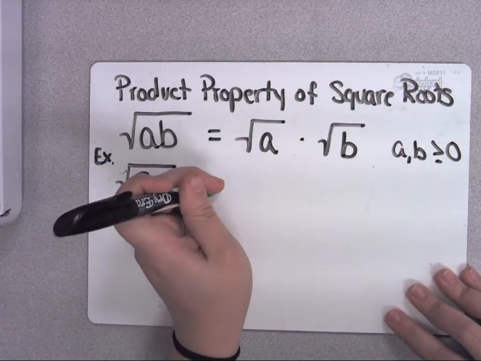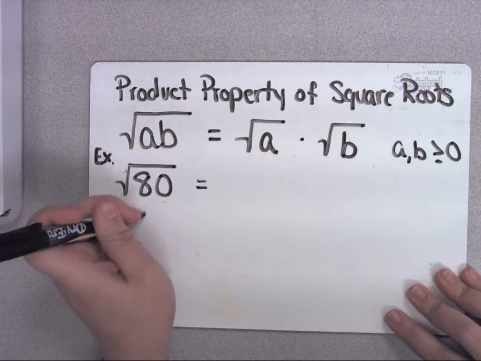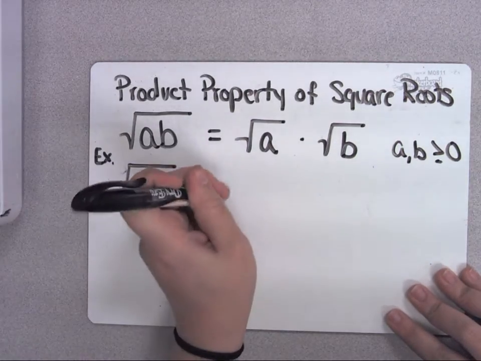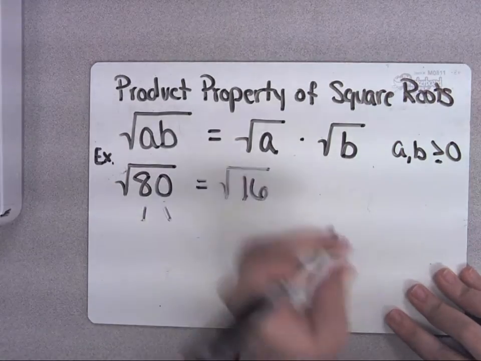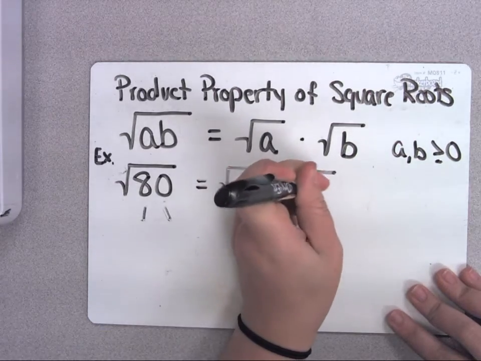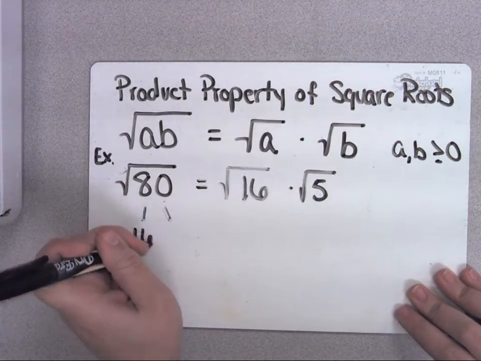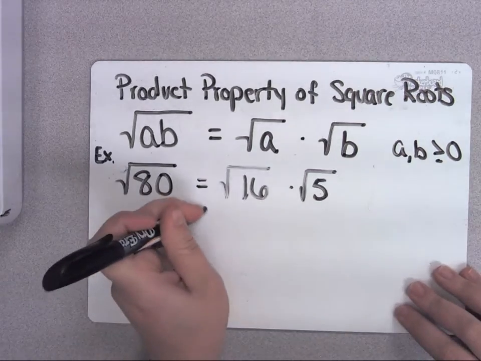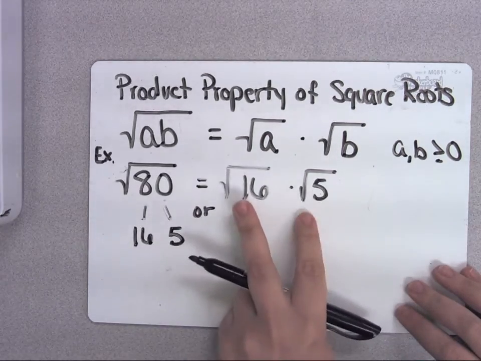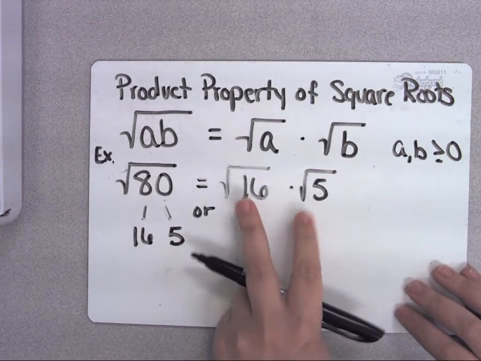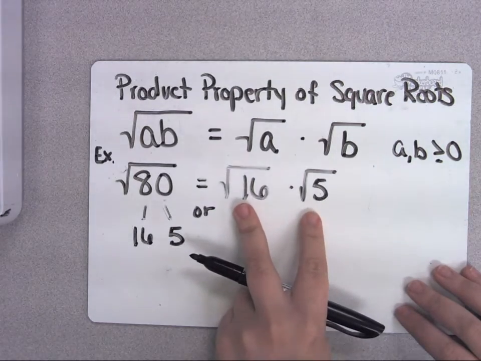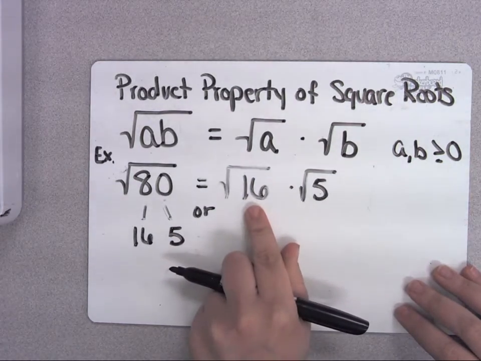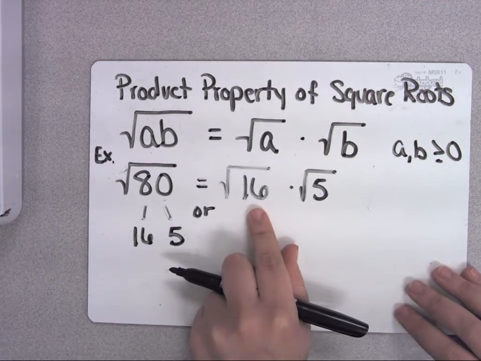5. So we could rewrite this two ways. You can make it as a tree, or you could rewrite it as the square root of 16 times the square root of 5. It does not matter which way you do it. This one is nice if you use squares every time. Do we know what the square root of 16 is?